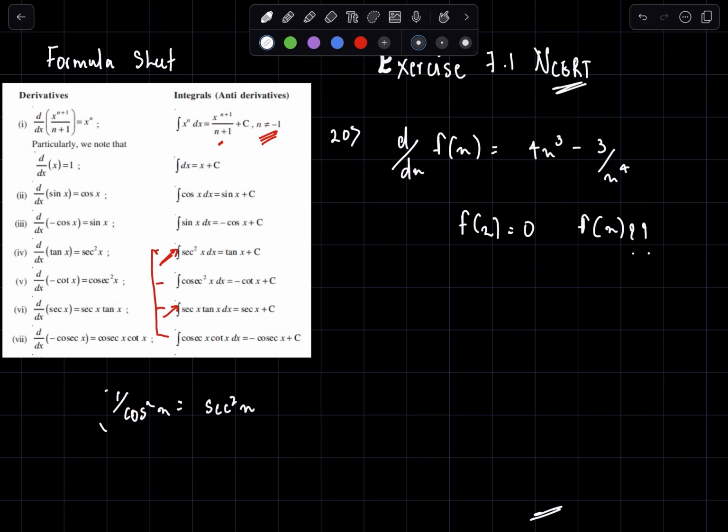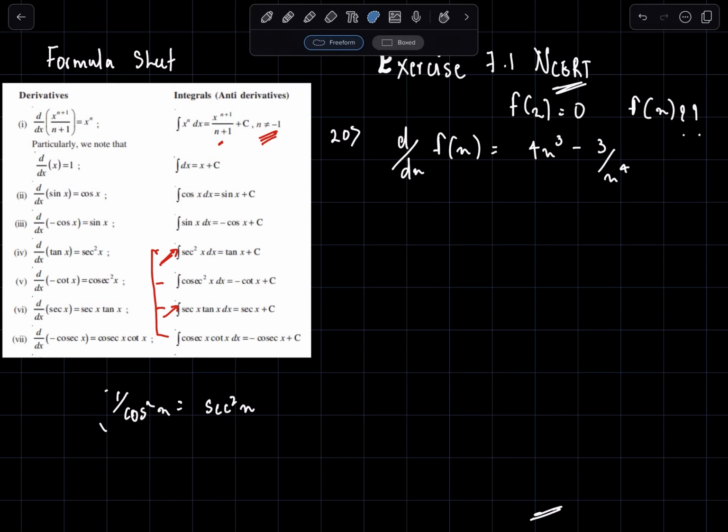Now, what do we have to do here? This is a very interesting question because this equation itself should tell us everything, right? Let me put this here so that it's easy for us to view. So now this is the given. We know f of 2 is equal to 0. We have to find f of x.